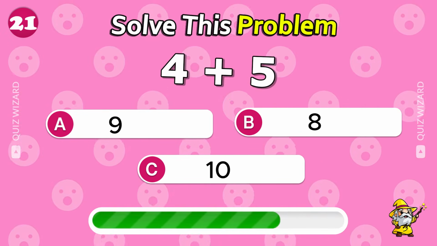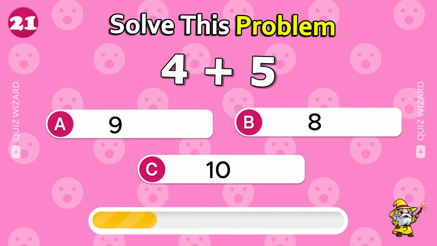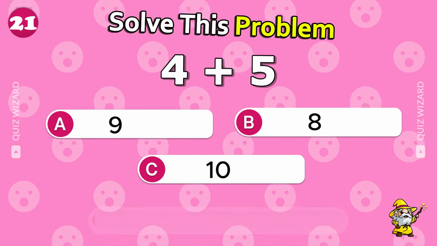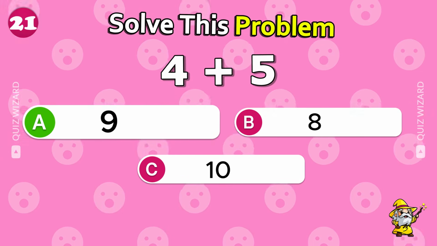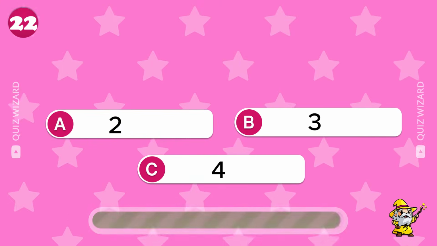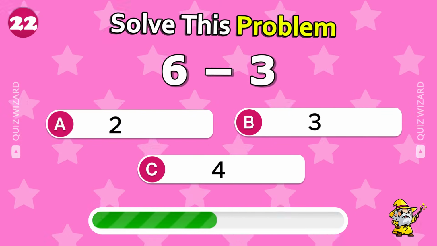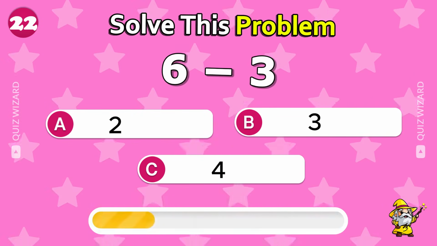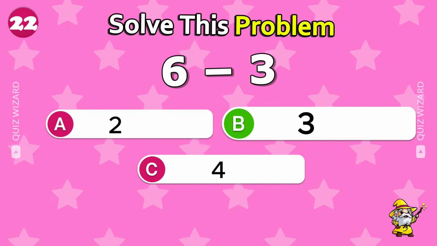What is 4 plus 5? 9, 8, 10. Correct is 9. How much is 6 minus 3? 2, 3, 4. Correct is 3.